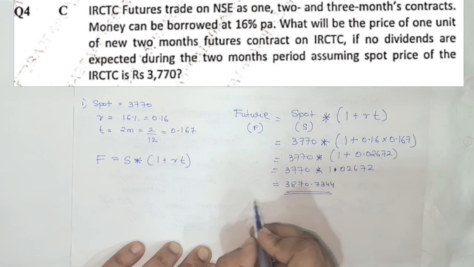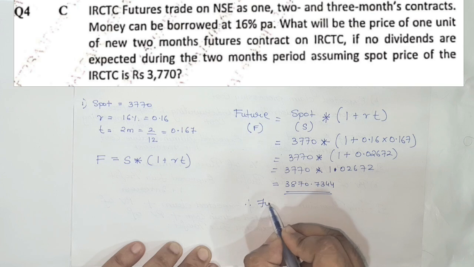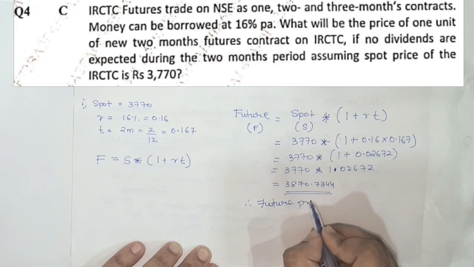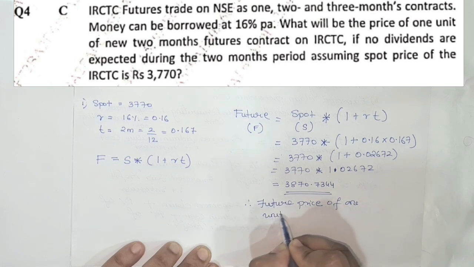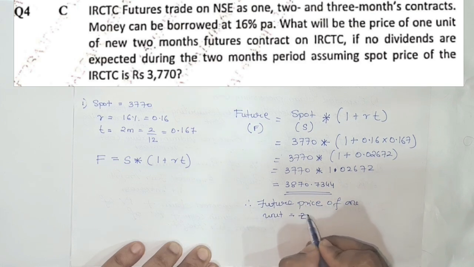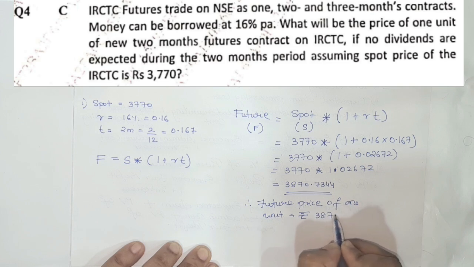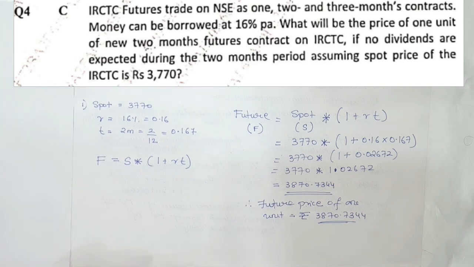So we get the value as 3870.7344. Therefore the future price of one unit of IRCTC is rupees 3870.7344. So this is how you all had to solve the sum based on future price under this particular question. Okay, you all can go through it once, then we'll jump to the last question which was there in this particular paper.